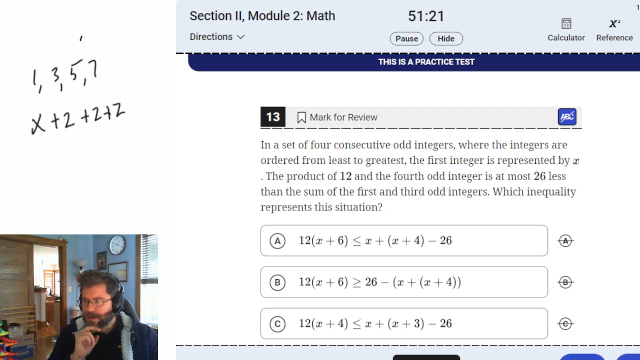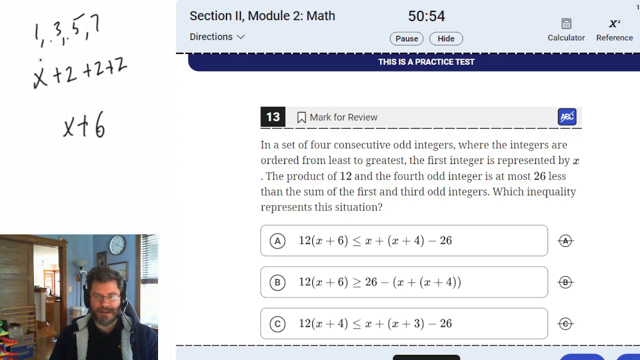The product of the 12th and 4th odd integer is at most 26. Okay. So the first integer, the 12th and 4th, or product of 12 and the 4th. So the 4th odd integer is plus 2, plus 2, plus 2. It's 3 plus 2's. So that's x plus 6 is the 4th odd integer. Take a moment to think about that if you need to. The fourth odd is 6 greater than the first odd, because it's plus 2, plus 2, plus 2 to get to the fourth position.